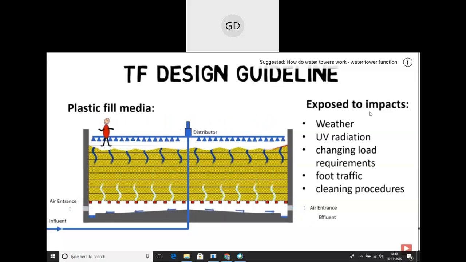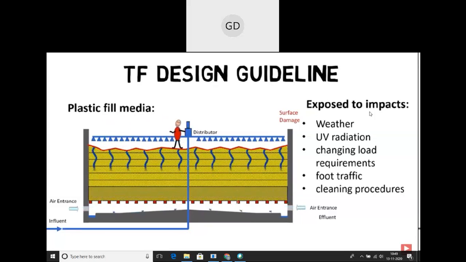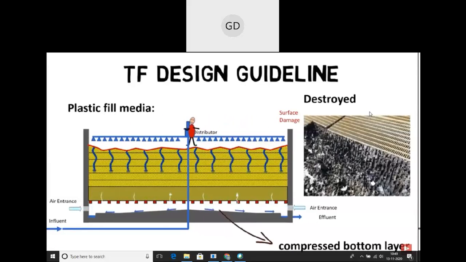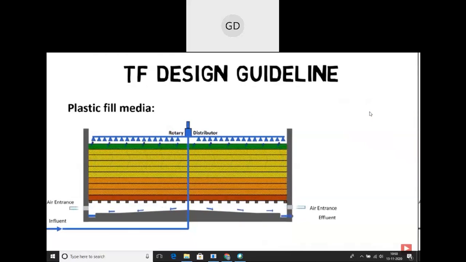With increasing damages, the air and water distribution within the trickling filter gets worse and worse, so that the performance of the trickling filter starts to decrease. When the bottom layer compresses and the top layer shows cracks and broken channels, it's time to exchange the plastic fill media. To maximize the lifetime of plastic fill media, the layer distribution must be properly designed.